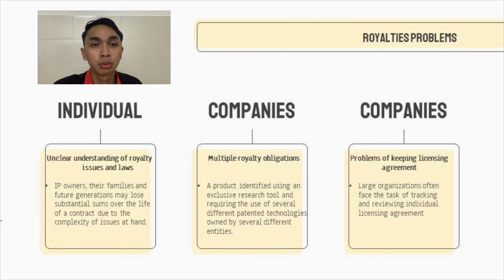And the last problem that the company has is the problem of keeping licensing agreements. For example, a company or a large organization basically always has problems tracking and reviewing the individual licensing agreements.